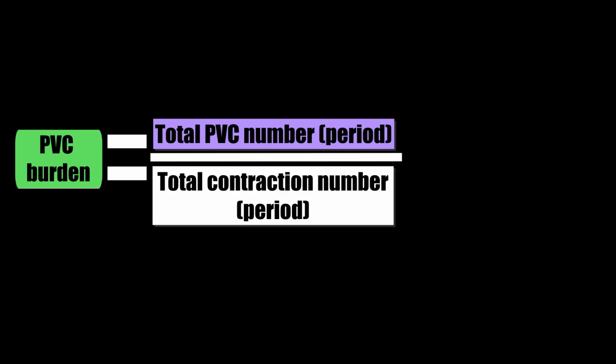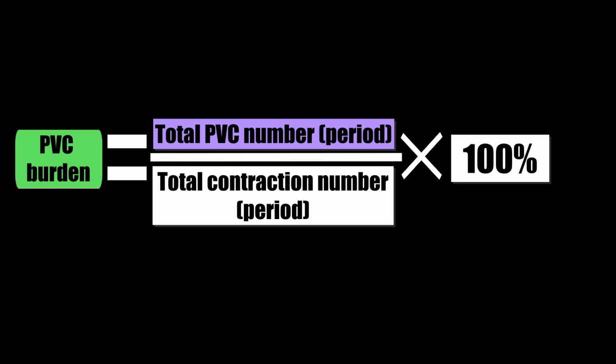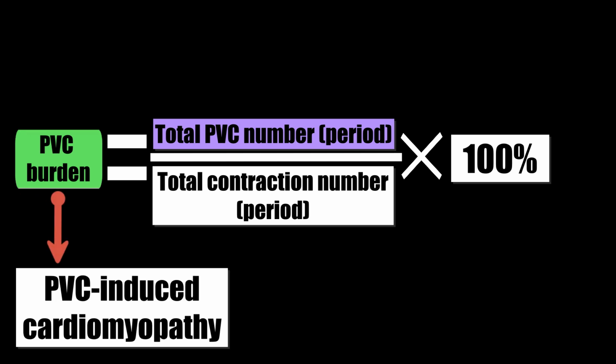The percent of the patient's heartbeats that are PVC is the definition of the PVC burden. For the calculation of PVC burden, you need the total amount of PVC during the monitoring period, usually 24 hours, divide by the total amount of contractions and multiply by 100%. PVC burden plays an important role in the development of PVC-induced cardiomyopathy.